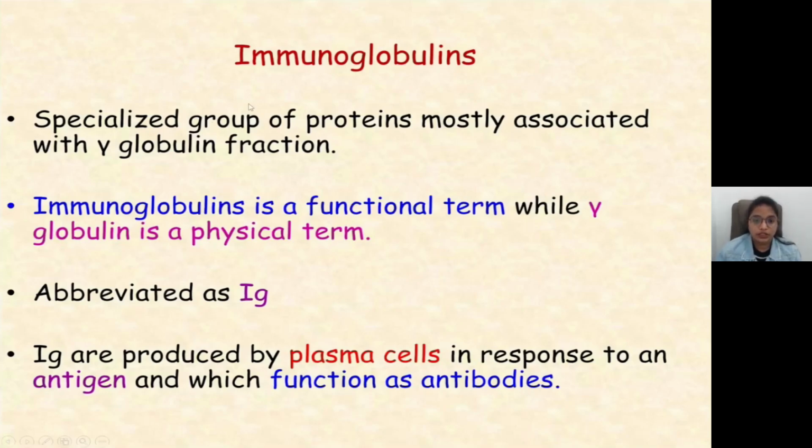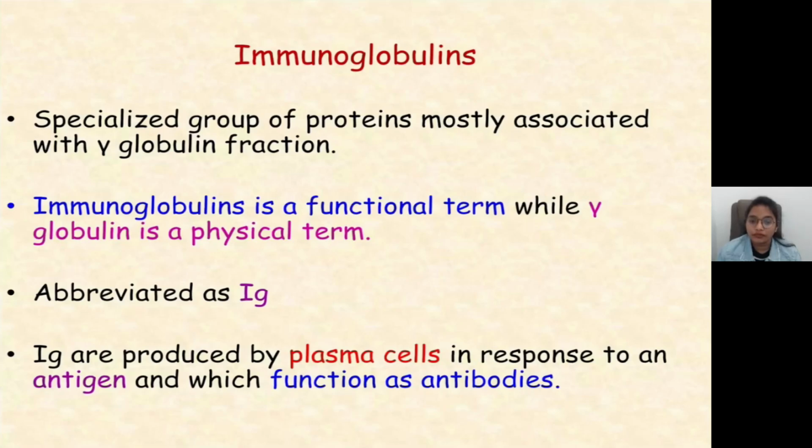So, a specialized group of proteins are mostly associated with gamma globulin fractions. From where will they bind? They will bind a specialized group of proteins, and they are mostly associated with gamma globulin fractions.